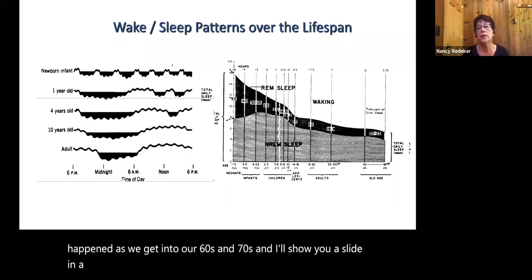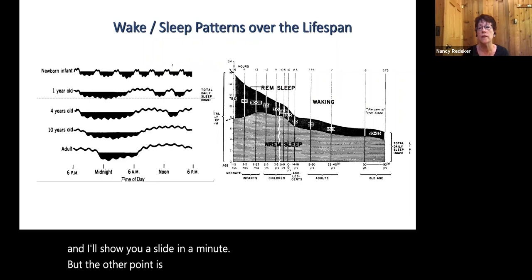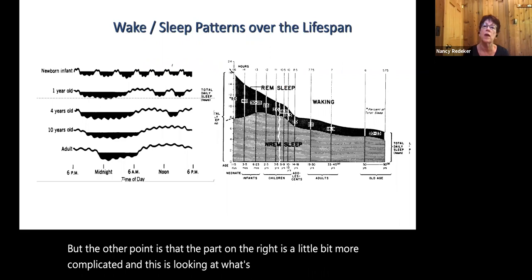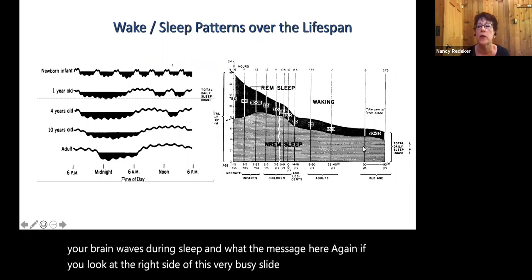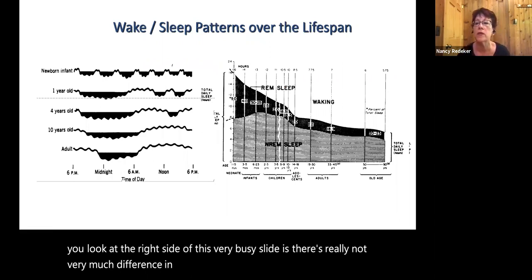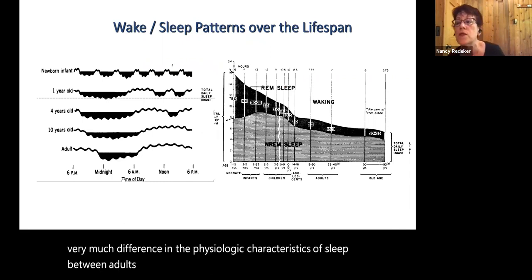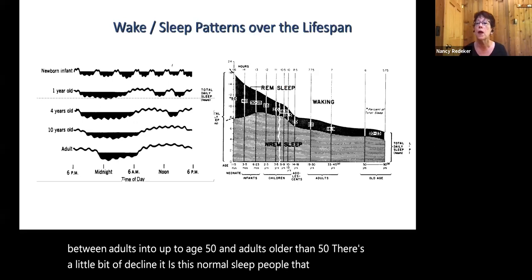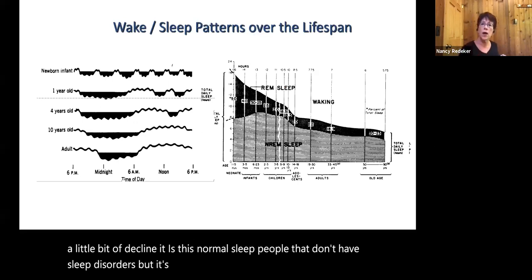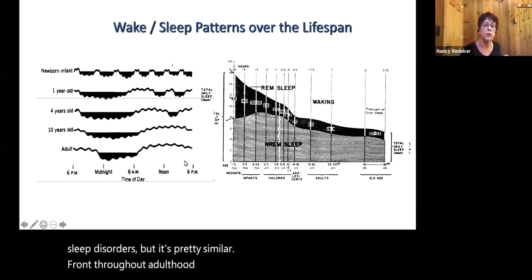But the other point is that the part on the right is a little bit more complicated, and this is looking at what's actually happening to your brain waves during sleep. The message here, again, if you look at the right side of this very busy slide, is there's really not very much difference in the physiologic characteristics of sleep between adults up to the age of 50 and adults older than 50. There's a little bit of decline. This is normal sleep, people that don't have sleep disorders, but it's pretty similar throughout adulthood, including as we get older.